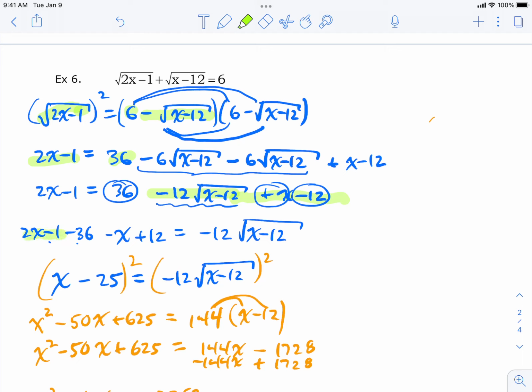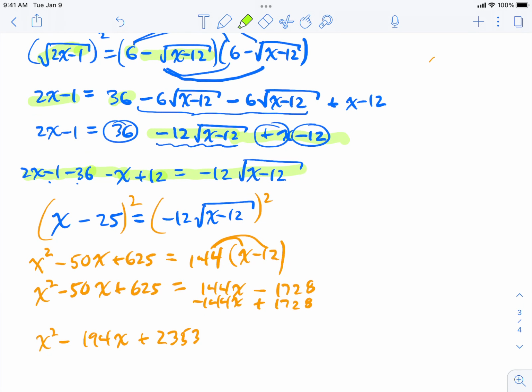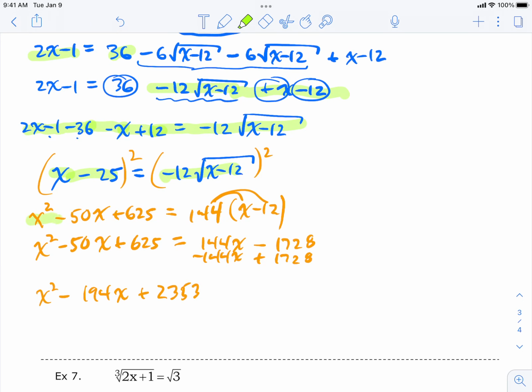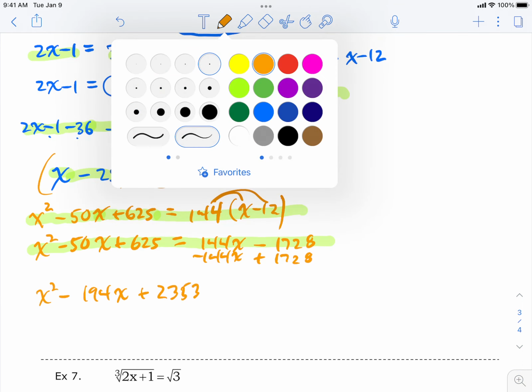So 2x minus 1 minus 36 minus x plus 12. Yep, that seems okay. So that's a 2x minus x is x. Minus 1 minus 36 plus 12 is minus 25. That's right. So x squared minus 50x plus 625 equals 144 times x minus 12. X squared minus 194x plus 2353 equals 0. Wow. Okay, that's what we got then. Yeesh, wanted to make sure.